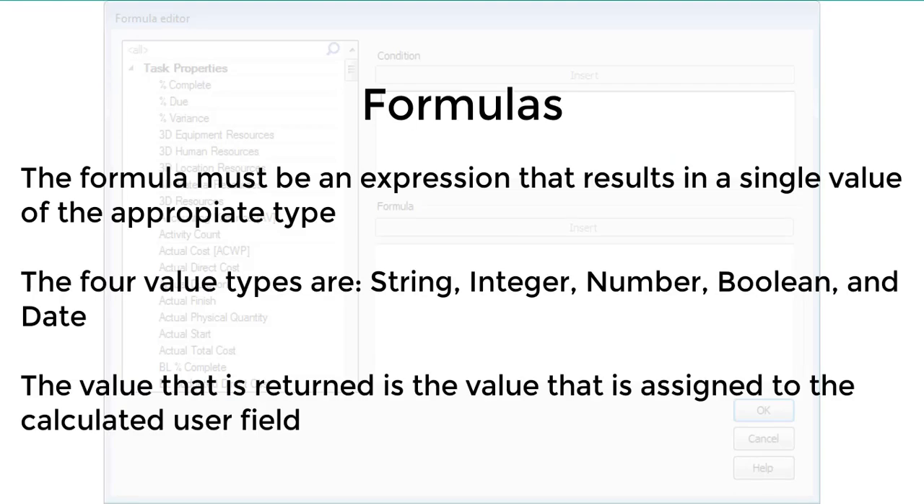The formula must be an expression that results in a single value of the appropriate type. The value types are string, integer, number, boolean, and date. The value that is returned is the value that is assigned to the calculated user field. More information on the syntax of the formula editor can be found in the Synchro Pro help file under the topic User Field Formula Syntax.